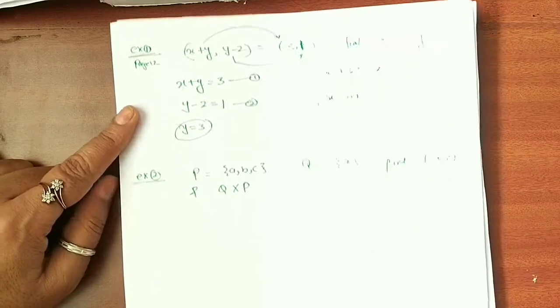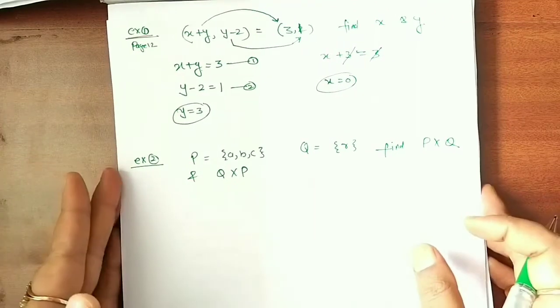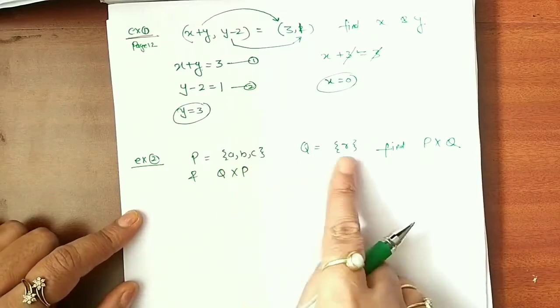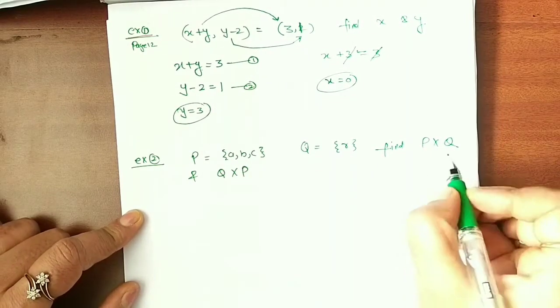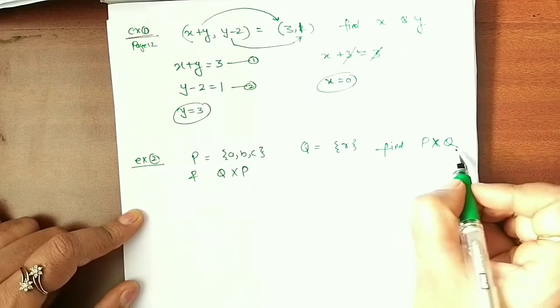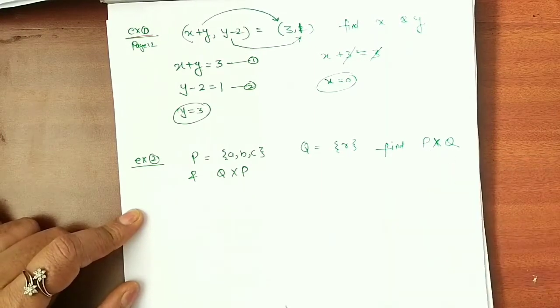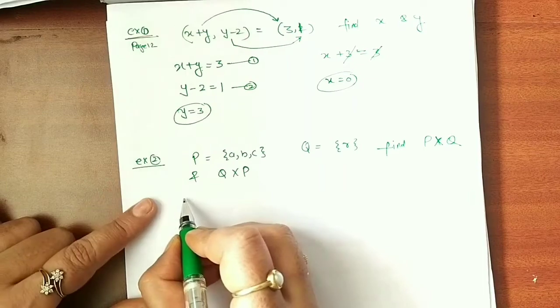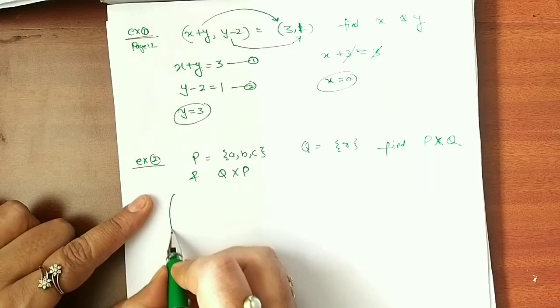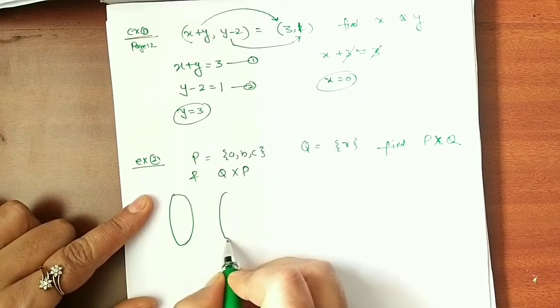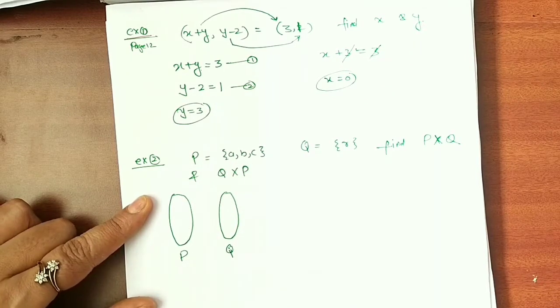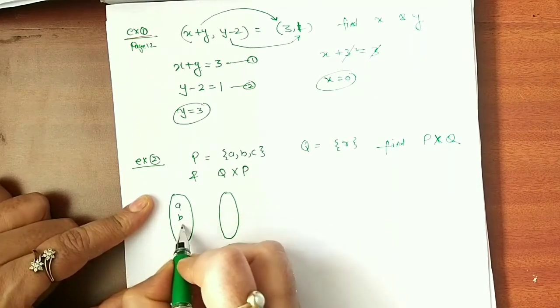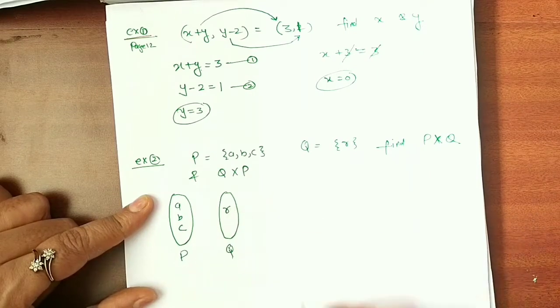Let's see example 2. They have given P is A, B, C and Q is R, find P cross Q. P cross Q is the Cartesian product, so you have to find the Cartesian product. There are two methods to find it, guys. One method is you make a graphical. See, this is P and this is Q. So I am taking A, B, C, and in Q I am taking only R.